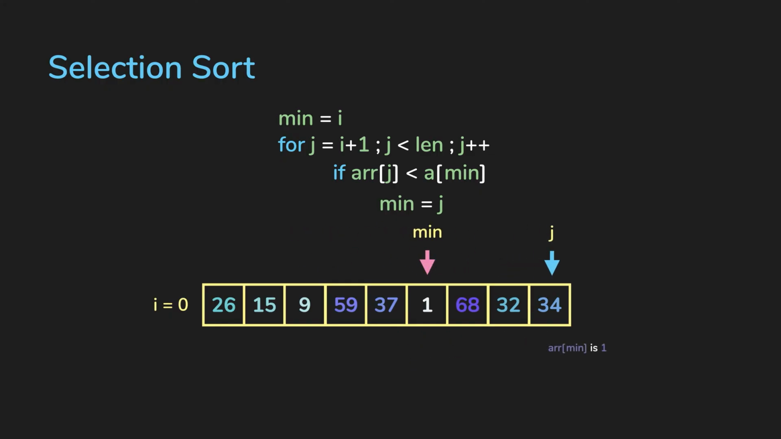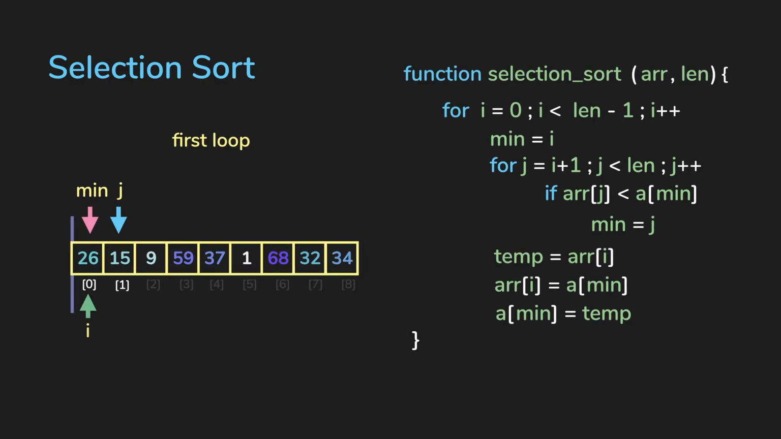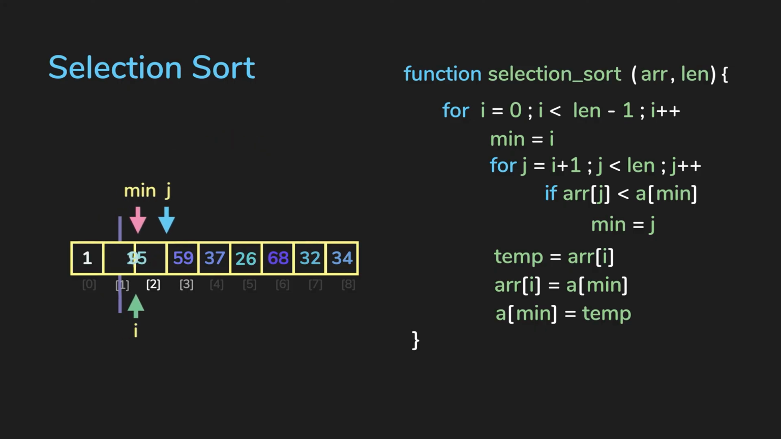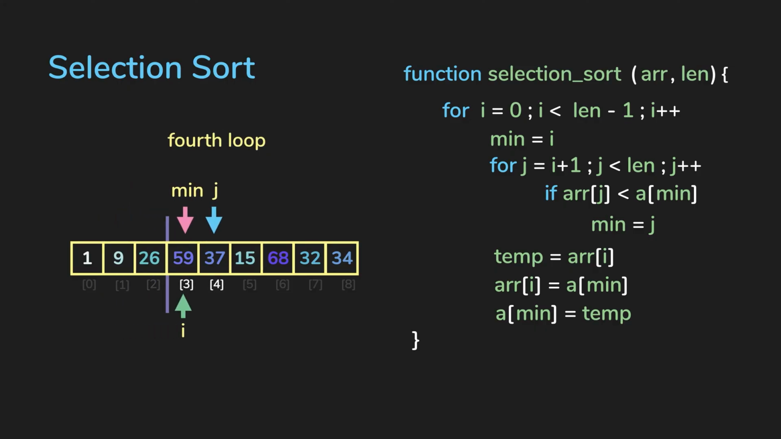For the first loop, i was set to 0. min is initialized to 0, and j starts at 1. For the second loop, this time i is 1. So min starts at 1, and j will start at 2. So basically, we are doing the same thing as the first iteration, but we are just excluding the left part of the array that's already sorted.